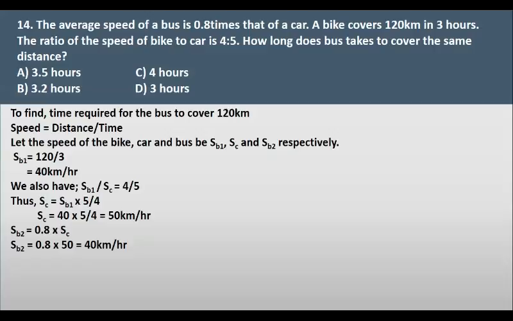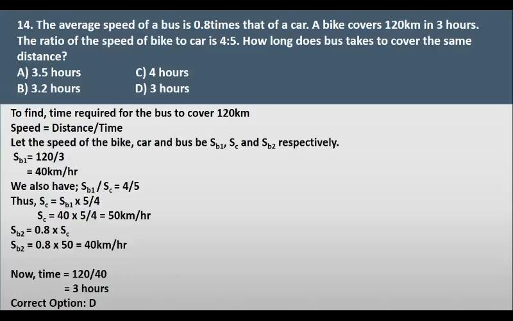And now we come to the final step of our problem. We are required to calculate the time taken by the bus to cover the same distance. We know that the distance is 120 and the speed of the bus is 40 kilometers per hour. So 120 by 40 gives us 3 hours. So we can conclude finally that the bus takes 3 hours to cover the same distance. Going through the options, we see that option D matches our answer.